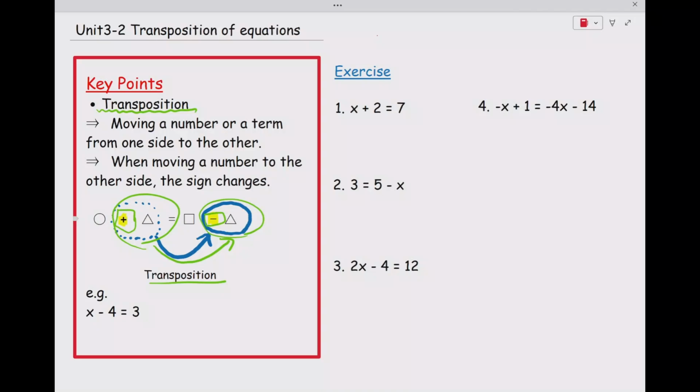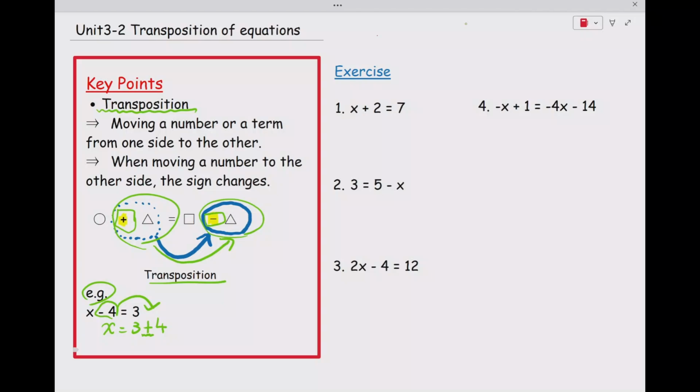For example, x minus 4 equals 3 is given. In order to put the equation in the format of x equals something, move minus 4 to the other side of the equation. Then it becomes the format of x equals something. In this case, it becomes x equals 3 plus 4. Don't forget that the sign changes when it crosses the equals sign.